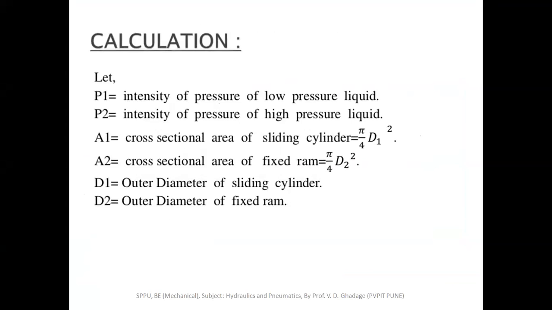Calculation: P1 is the intensity of pressure of low pressure liquid. P2 is the intensity of pressure of high pressure liquid. A1 is the cross sectional area of the sliding cylinder, pi by 4 D1 square. A2 is the cross sectional area of the fixed ram, pi by 4 D2 square. D1 is the outer diameter of the sliding cylinder, D2 is the outer diameter of the fixed ram.